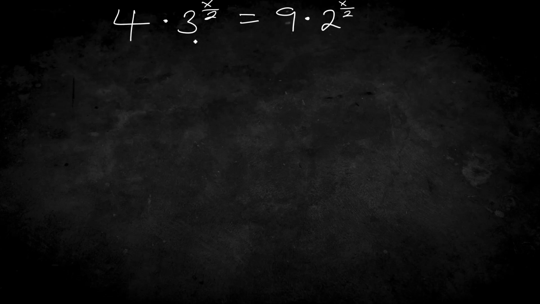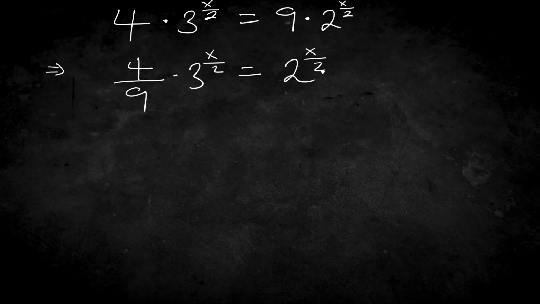Since we have this and that having the same powers, we can group them on one side and also group 9 and 4 on one side. So let's divide both sides, whichever way we get the same thing. So let's go this way. Let's divide both sides by 9. So it will be 4 over 9, 3 raised to x on 2, and we have 2 raised to x on 2.